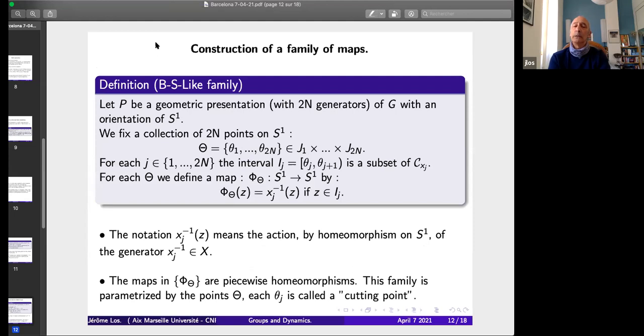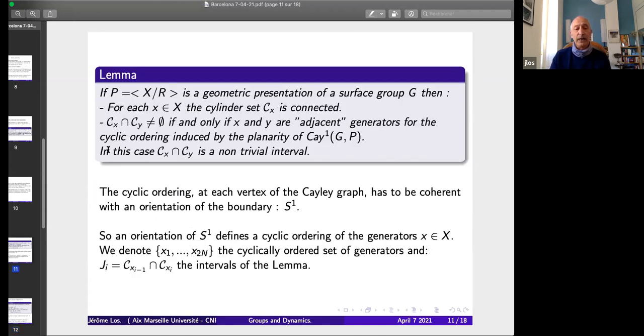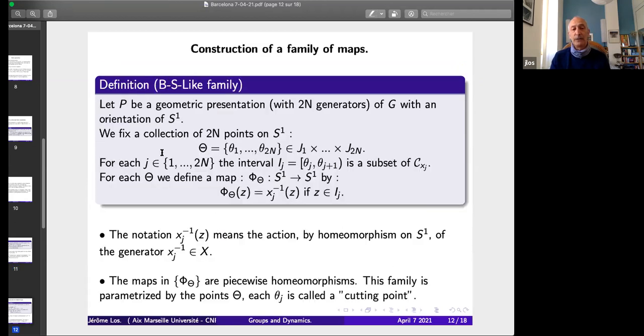And now it's a construction and a definition of a family of maps. I will not define one map, but I will define a family of maps. Again, we consider a geometric presentation of a surface group with 2n generators. We fix an orientation of the circle. And on that circle, we fix a collection of 2n points that I call θ1 up to θ2n, where each θi belongs to this interval Gi, the intersection of two cylinders.